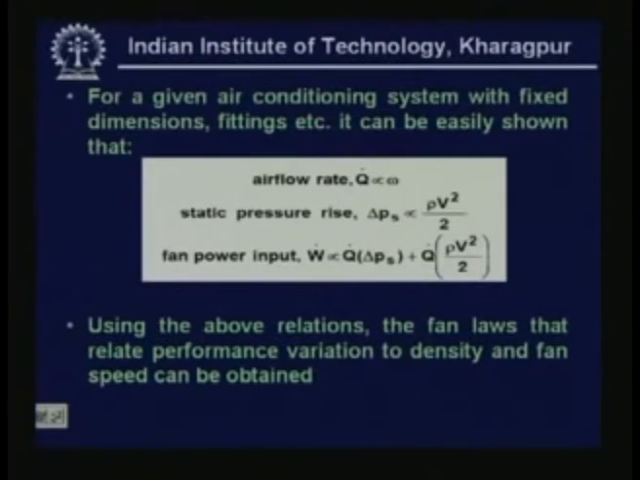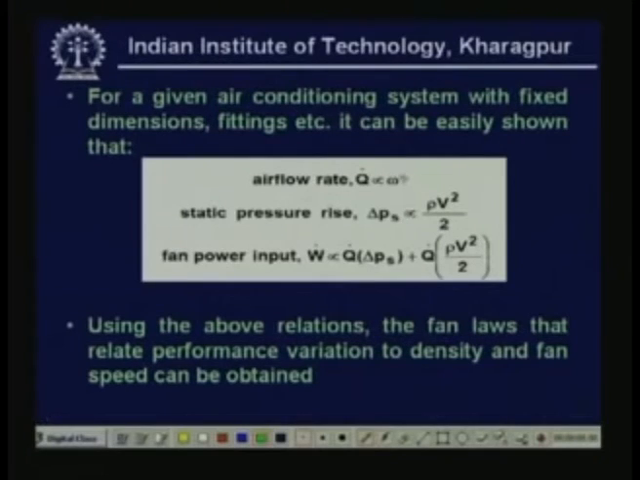Now, for a given air conditioning system with fixed dimensions, fittings, etc., it can be easily shown that the airflow rate Q dot is proportional to omega. Omega is the rotational speed in, let us say, revolutions per second. Remember that this is for a given air conditioning system, that means the dimensions etc. are fixed, the cross sectional area is fixed. So, for a given air conditioning system, Q dot is proportional to speed only.